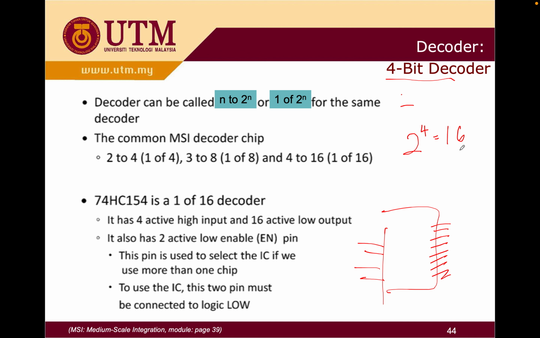It will be 74HC154. It's a 4 to 16 decoder. It has active high input and 16 active low output. It also has, okay, slightly different, 2 active low enable pins. The pins are used to select the IC if we want to use more than 1 chip. To use the IC, these 2 pins must be connected to logic low. Low will be ground.